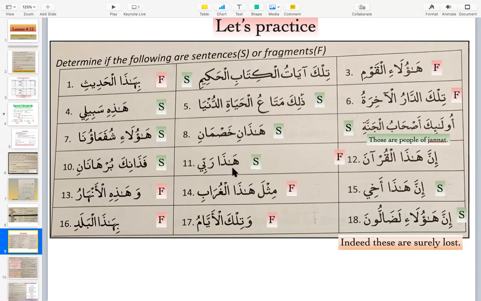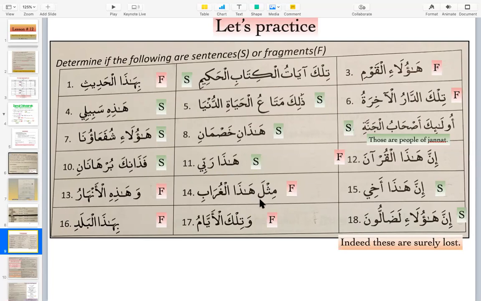Haza Rabbi. So again, Haza, our Ismul Ishara, and there is no Al after it. So that means this is my sentence. So I'm going to say, this is Rabbi, my Rabb. Haza Rabbi, this is my Rabb. Beautiful sentence. Now, Mithla Hazal Ghurab.